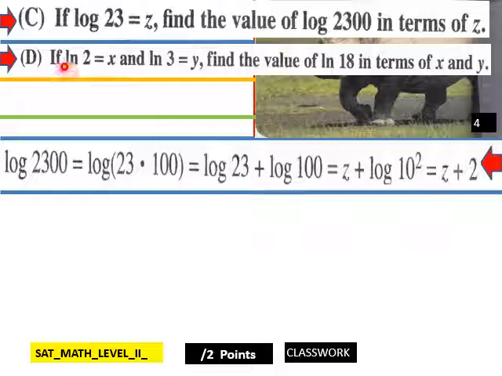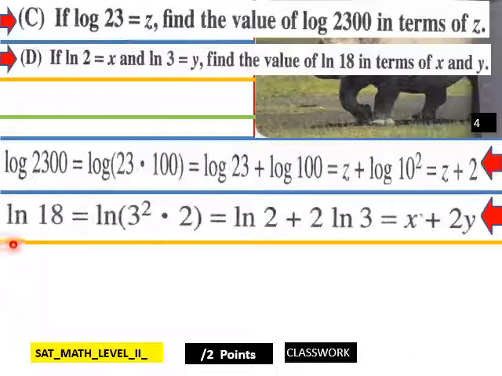D, if natural log 2 equals x and natural log 3 equals y, find the value of natural log 18 in terms of x and y. So natural log 18 will equal natural log 3 squared times 2, which will equal natural log 2 plus 2 times natural log 3, and then this will equal x plus 2y.